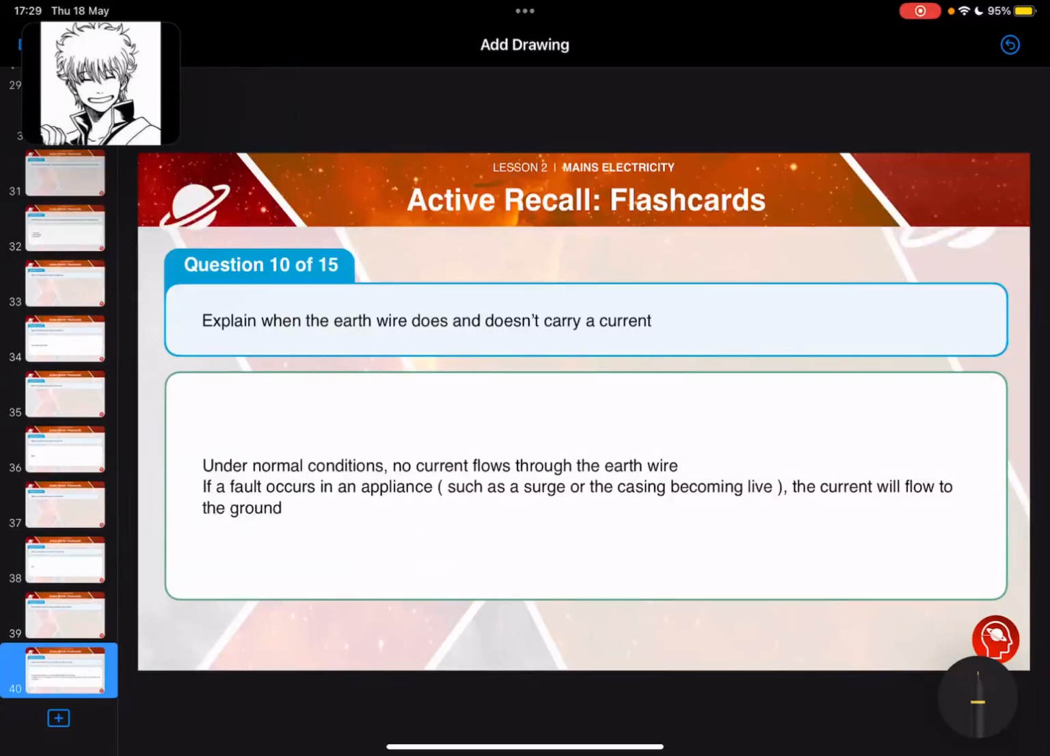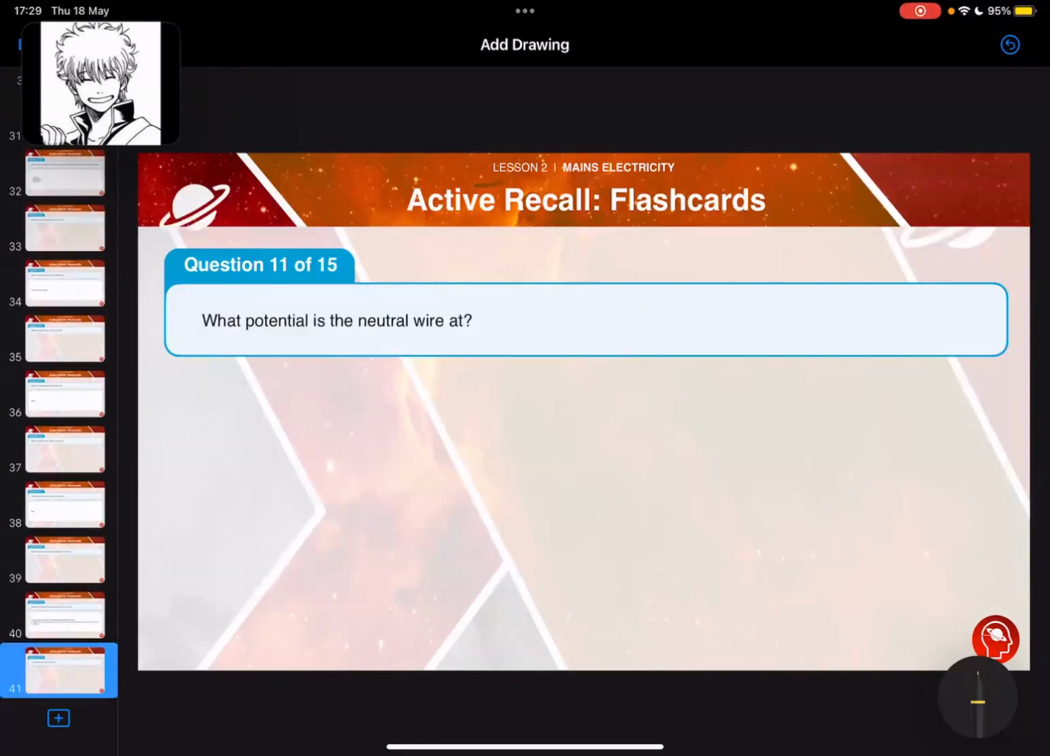So under normal conditions, no current flows through the earth wire, so zero potential difference, zero current. But if there's a fault in your circuit or your appliance, let's say there's a surge or the casing becomes live, so anything bad happens really, that current will pass through the earth wire and into the ground, so nothing bad happens at home. Okay.